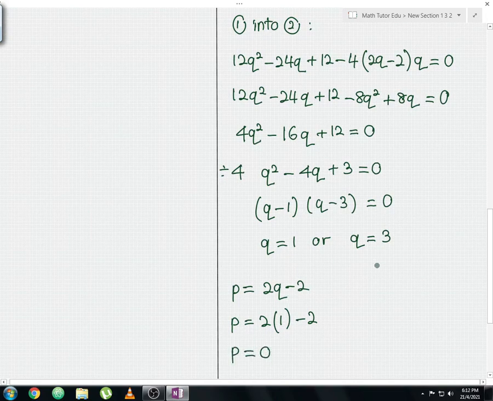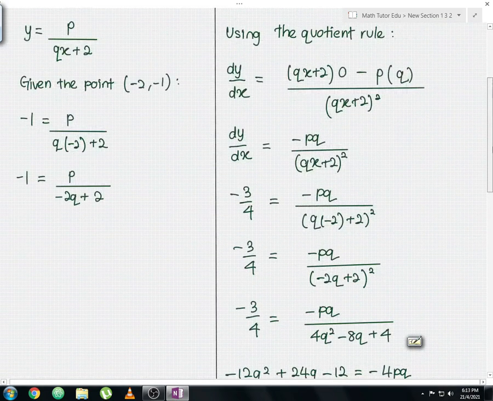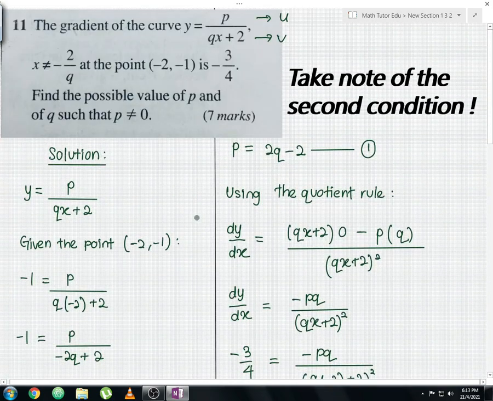Okay, moving on to the second value. So when q equals to 3, you get your p equals to, okay, let me rewrite this equation again, 2q minus 2. Okay, and then your p will be equals to 2 times 3 minus 2. So 2 times 3 you get 6. So 6 minus 2 you get p equals to 4. Okay, in case you forget, read the question again, guys. They mentioned the second condition, that your p cannot be equals to 0.